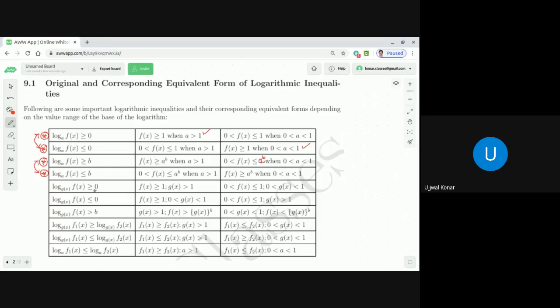Now let's look into the next case, that log of fx base gx is greater than equal to 0. We can conclude that if gx is greater than 1, then fx has to be greater than equal to 1. And if gx is in between 0 and 1, then fx has to be in between 0 and 1, excluding 0 but including 1. This is the one. Second one is that log of fx base gx is less than equal to 0, implying that fx is greater than equal to 1 when gx is in between 0 and 1. And fx is in between 0 and 1, including 1 but excluding 0 if gx is greater than 1.